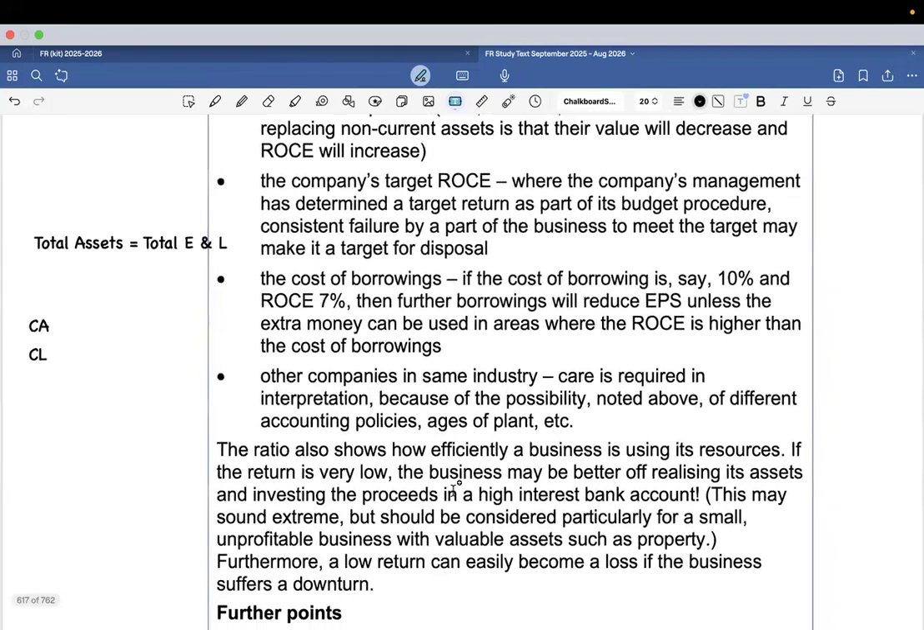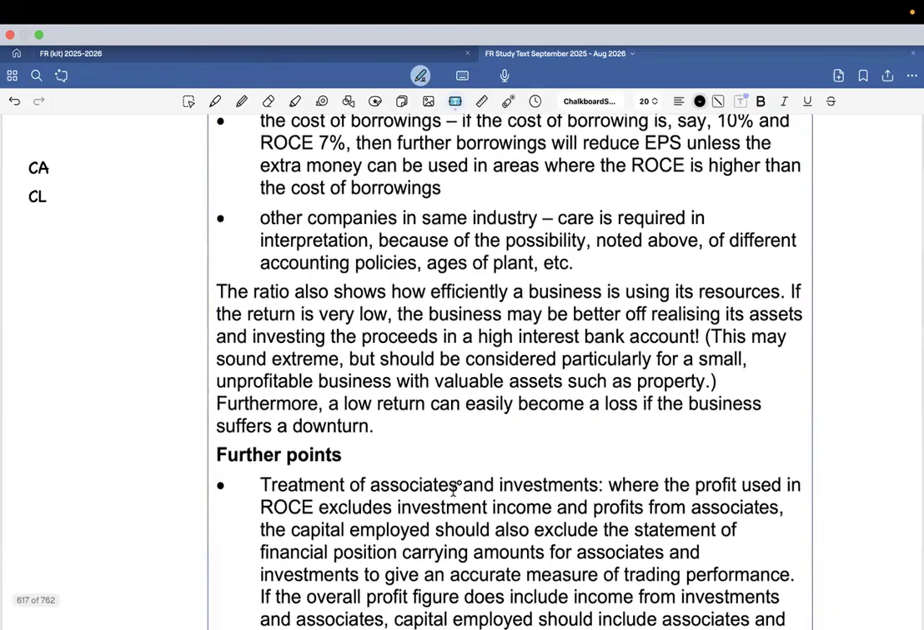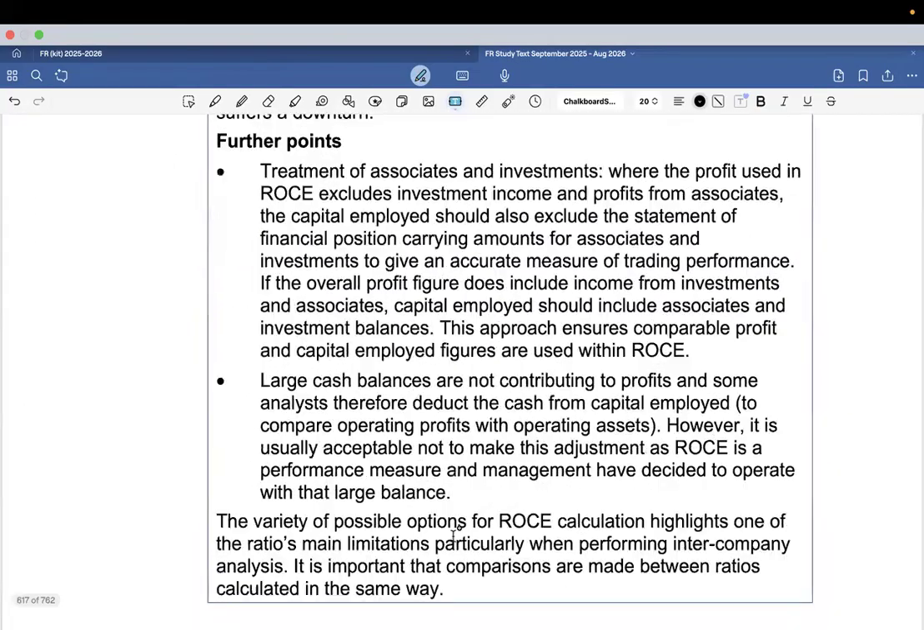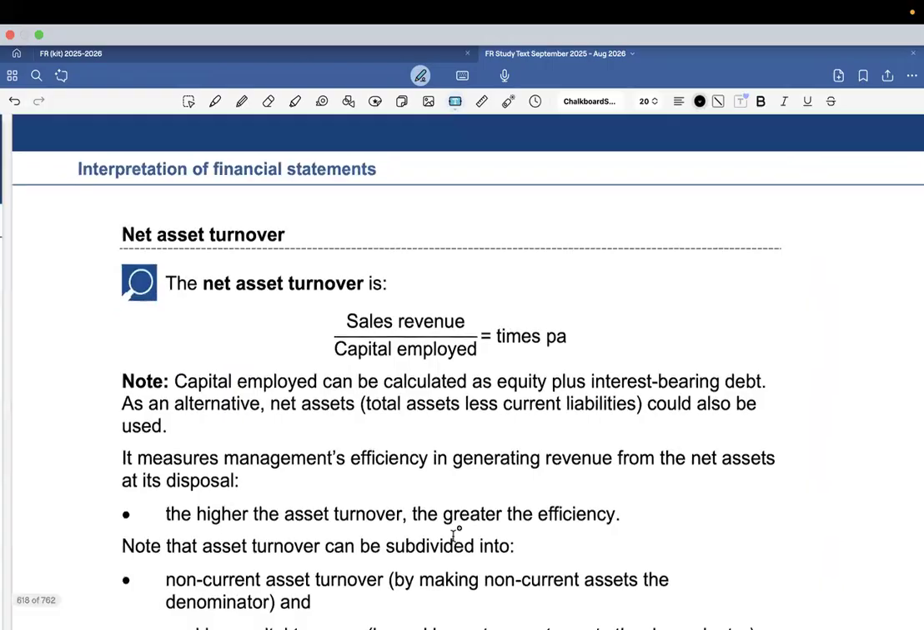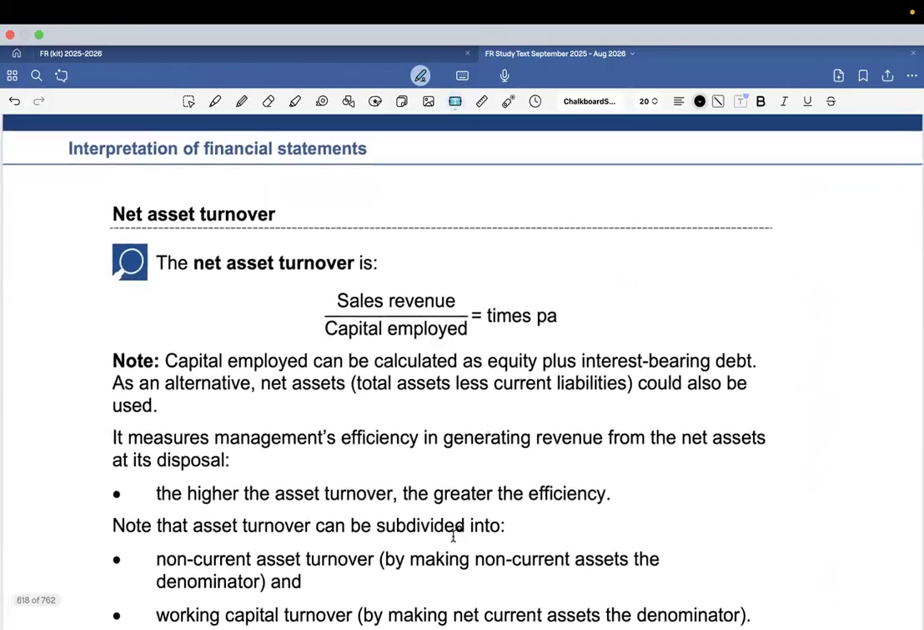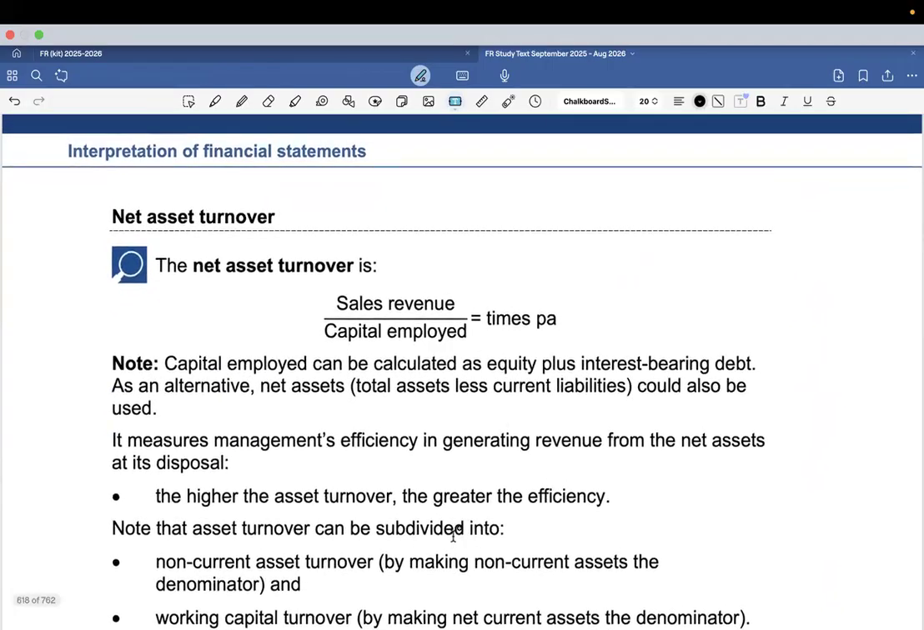Now, ROCE basically measures how much operating profit there is in comparison to the amount that is invested into the business. That is the main thing. Clear? Next is the net asset turnover ratio.